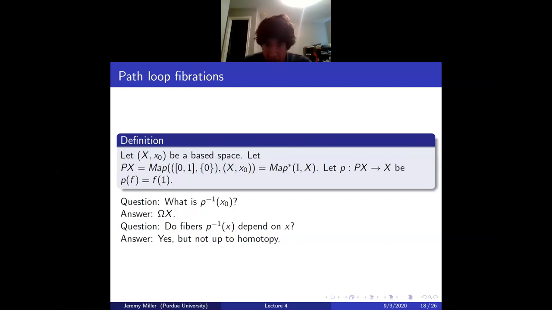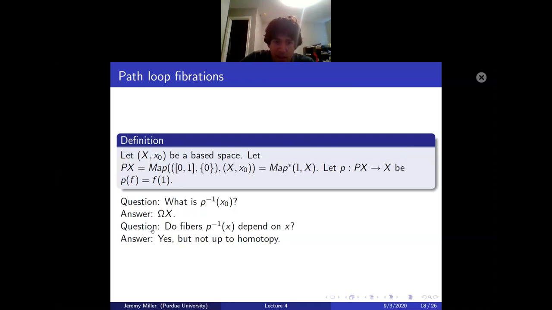So in general, the homeomorphism type of those mapping spaces could depend on what X is, but they don't depend on X up to homotopy, because there are maps where you concatenate. Oh, let's assume X is connected.